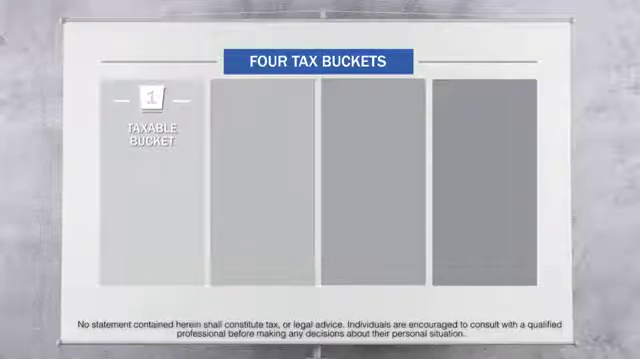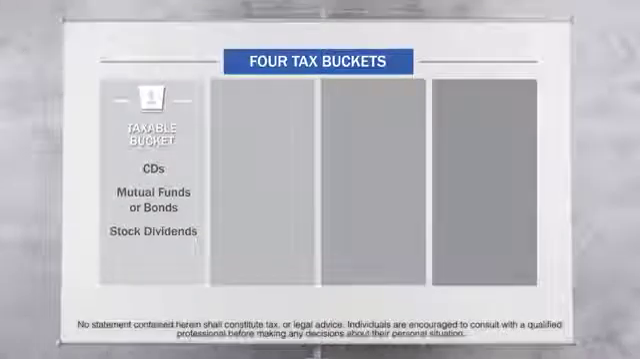So any accounts or financial vehicles that you pay tax on each year, whether or not you pull the money out, falls in this bucket. So what does that mean? It might be bank accounts like CDs, it might be brokerage accounts, your mutual funds or bonds, or even stock dividends. Anything that gives you a 1099 each year, even though you don't pull the money out. Maybe you're just reinvesting. That falls in this taxable bucket.